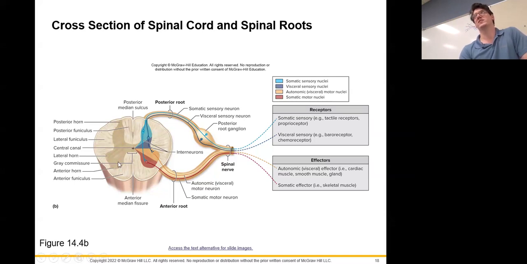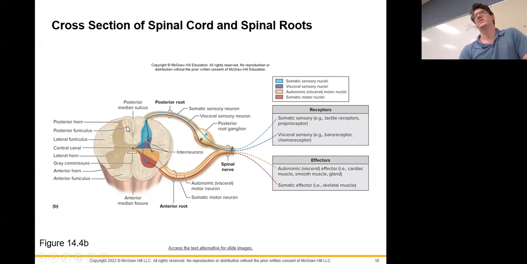So the gray matter is going to contain cell bodies, and those cell bodies are going to either be interneurons or they're going to be the cell bodies of our motor neurons. The cell bodies of our interneurons are going to live in what we call the posterior horn. Posterior because it's pointing to this posterior side. We know that's posterior because we also know that this is posterior. So the posterior horn is going to contain interneurons.